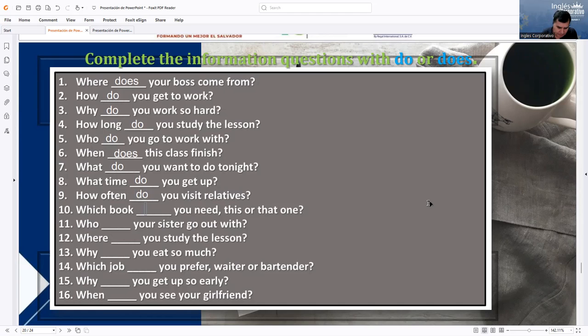Which book do you need, this or that one? Who does your sister go out with? Where do you study the lesson? Why do you eat so much? Which job do you prefer? Why do you get up so early? When do you see your girlfriend?